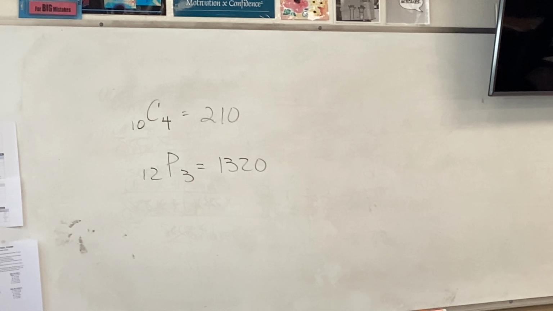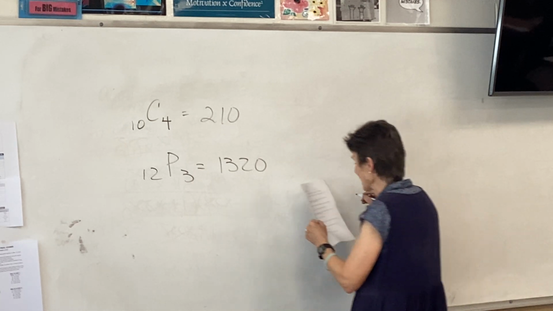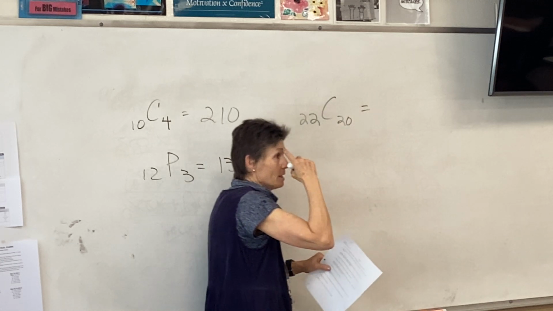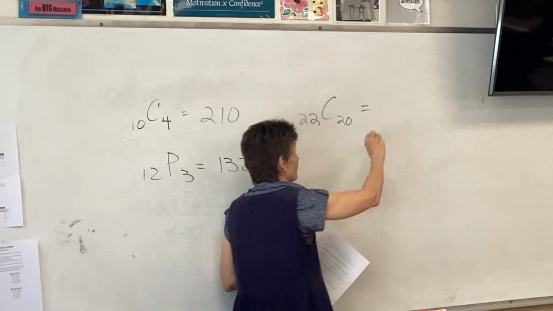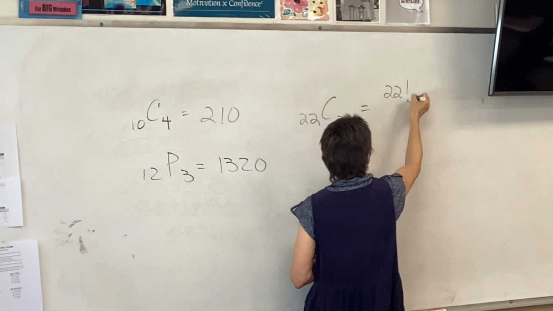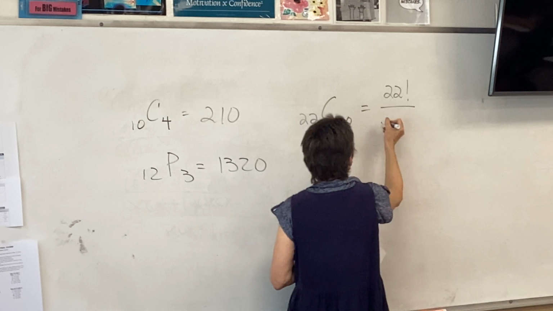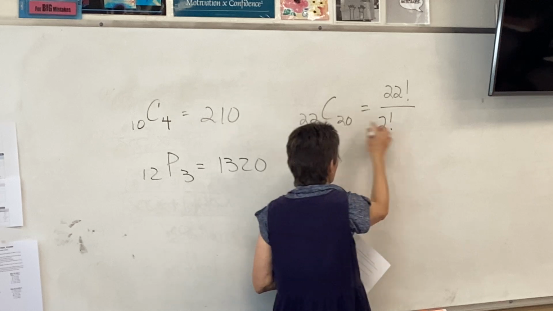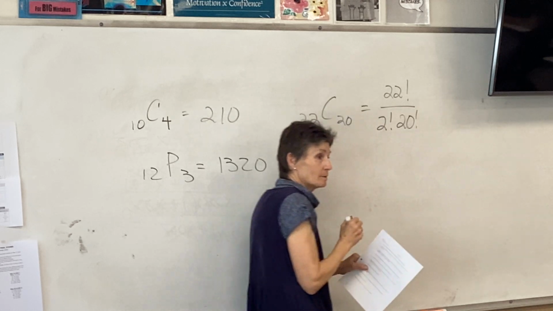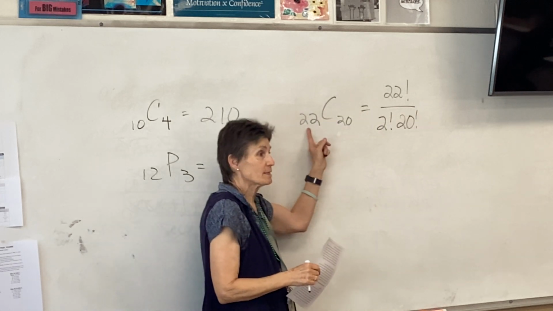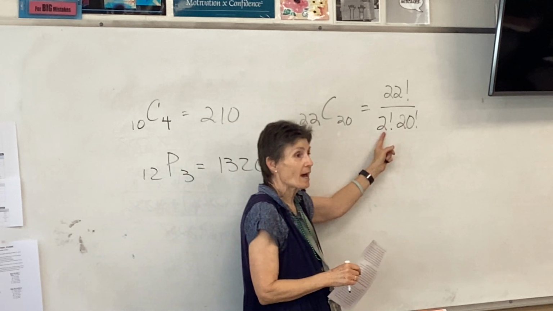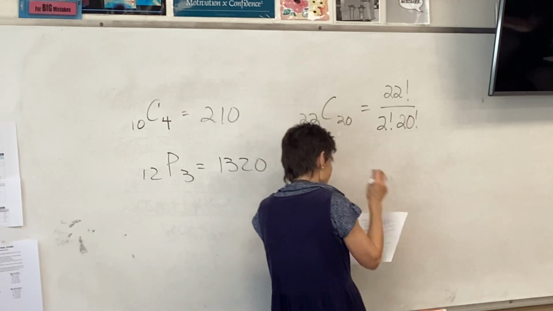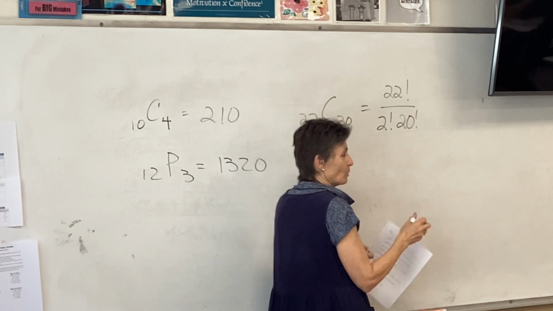All right, evaluate 22C20 by hand. Okay, so we kind of talked about this yesterday also. 22C20 would be 22 factorial over 2 factorial, 22 minus 20, and then 20 factorial. So we start with the big number on top, then we subtract, and then put the smaller number down there. It says show all work, do it by hand.